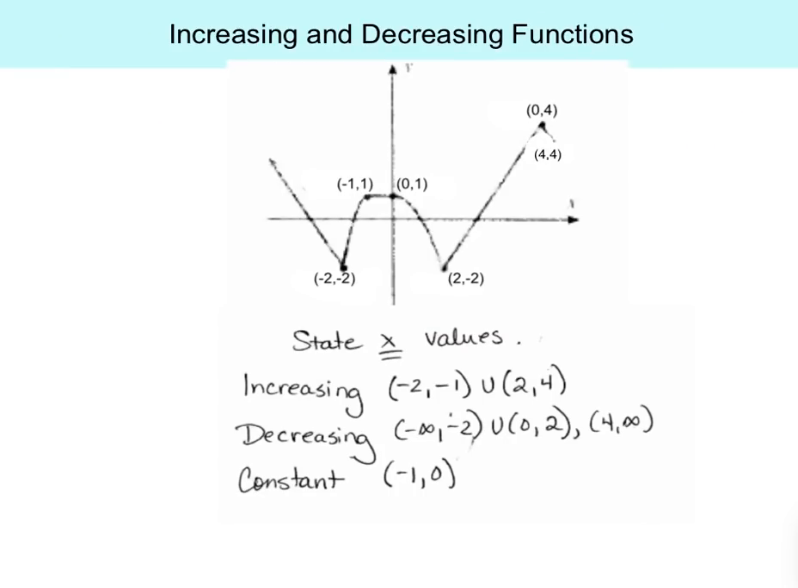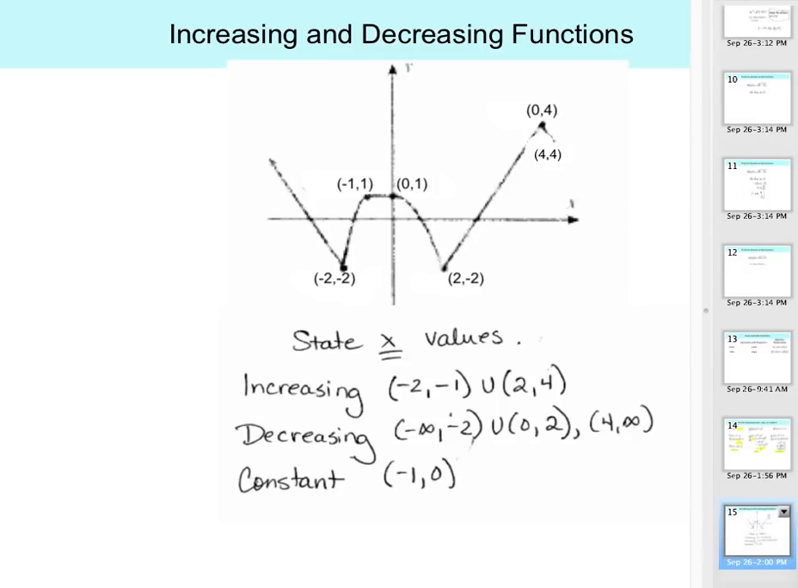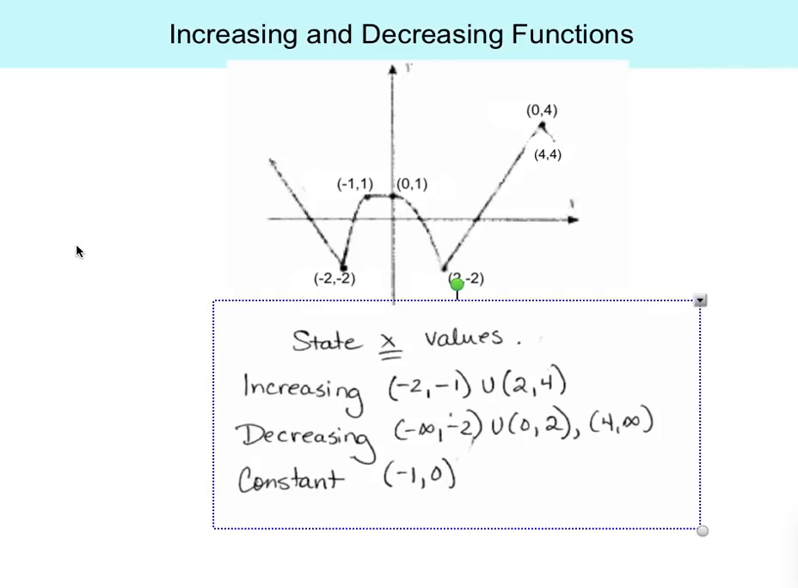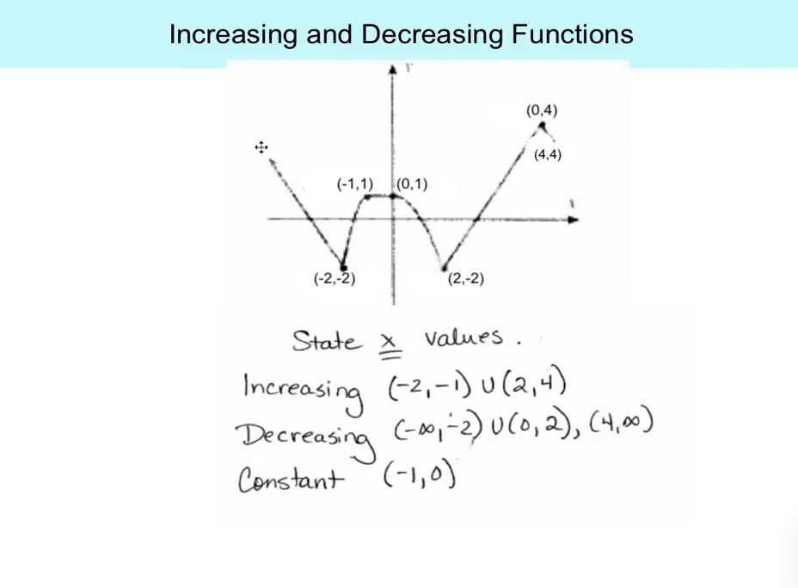Finally, increasing and decreasing functions. I just want to be able to state the intervals where my function's decreasing, where it's increasing, and where it's constant. So you can tell a function is decreasing when you look at your graph. You read left to right. If going left to right, you're going downhill, that's decreasing. If you're going uphill, it's increasing. If you go straight across, it's constant.